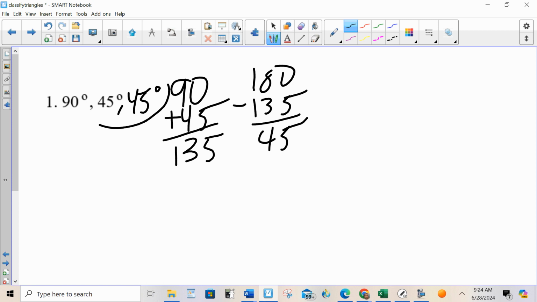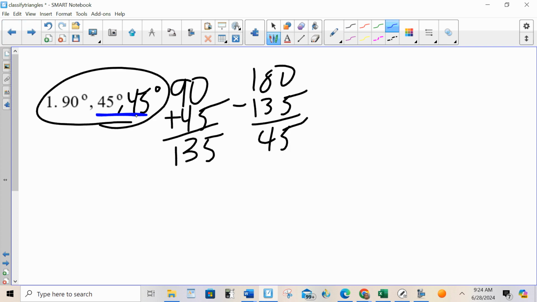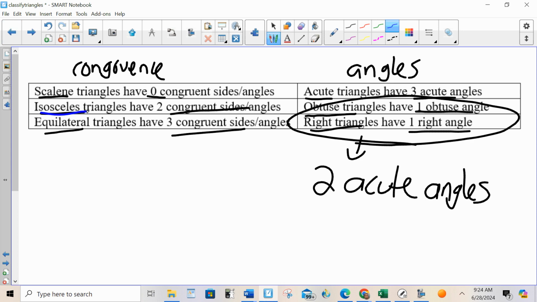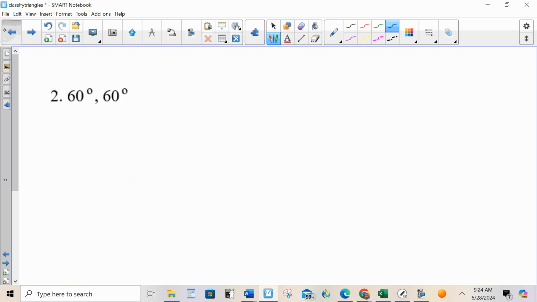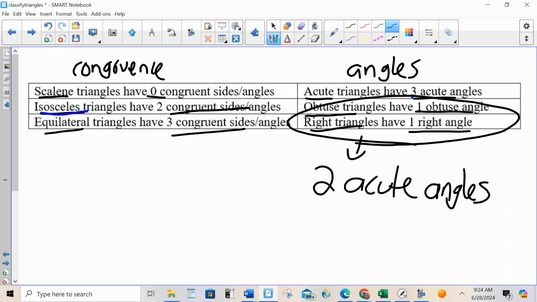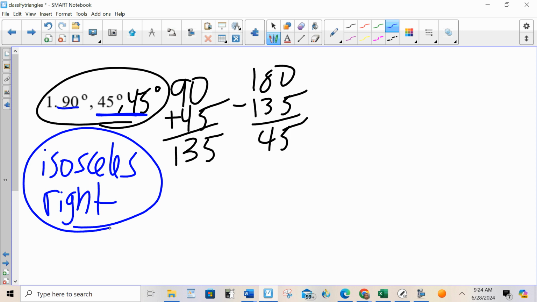Now, once I have the 3 angles of a triangle, first, I ask if it's scalene, isosceles, or equilateral. Well, since 2 of them are the same, that makes it isosceles. Now to classify it by its angles, acute has all acute, obtuse has one obtuse, right has one right. And since this triangle has a 90-degree angle, that makes it a right triangle. This triangle would be isosceles and right.